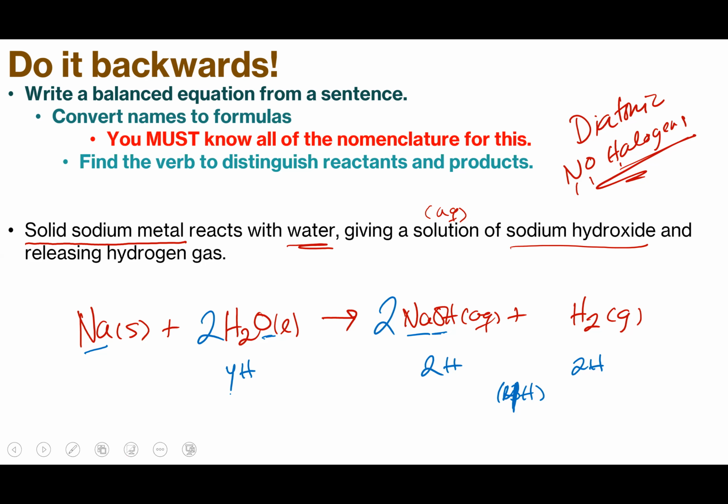Hydrogen's done. Double check other stuff. 2 oxygens now because of the 2. Well, there's 2 there. There's 2 sodium over here. We need a 2 right there. Okay. So really just 2's on everything except the hydrogen. Okay. Remember your nomenclature stuff. This is going to come back at us.